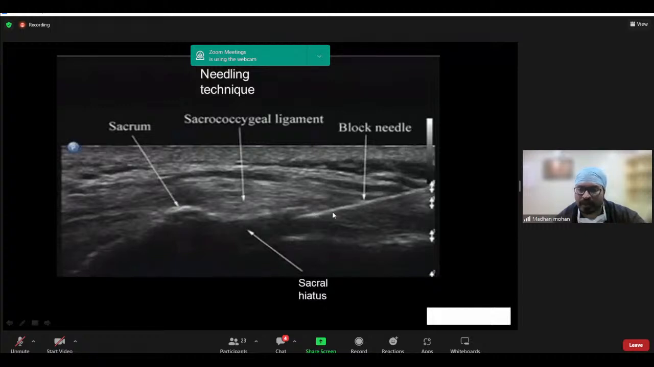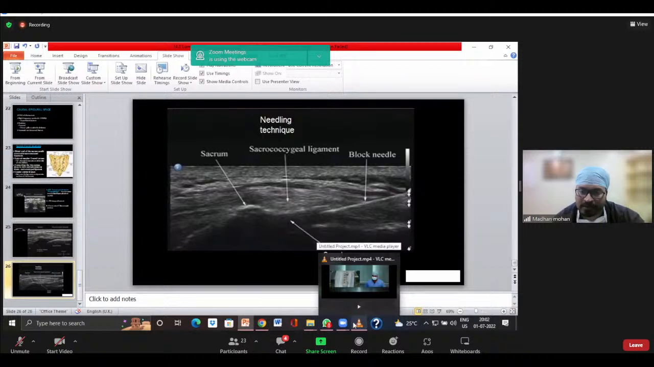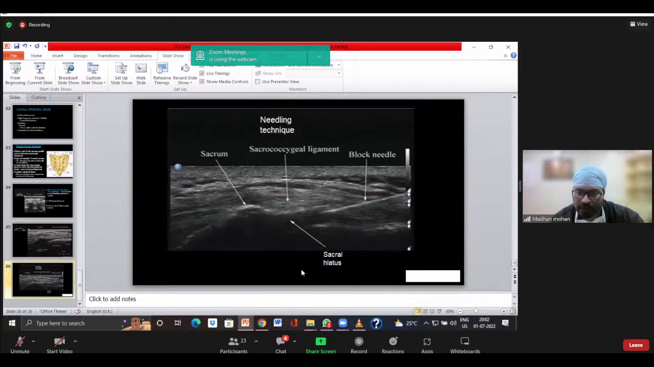So this is the needling. The needle is coming in plane, and once the sacrococcygeal ligament is pierced, you aspirate and make sure there is no blood or CSF. Then you can proceed with the drug injection. So I have completed the basics of ultrasonography for the lumbar and sacral region. I'll share my video and we can discuss some of the same things in a human individual.